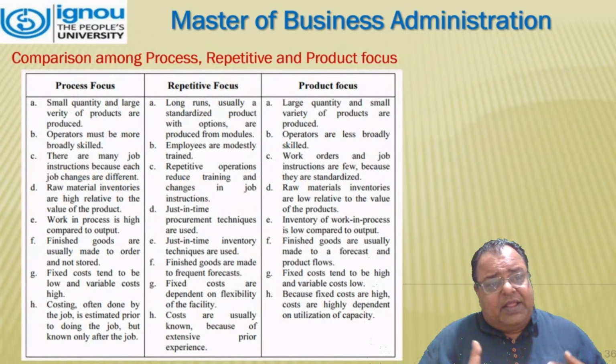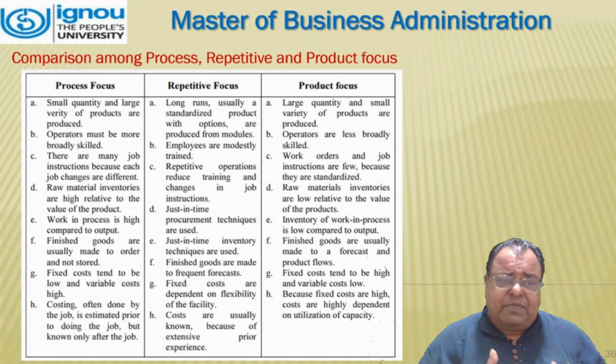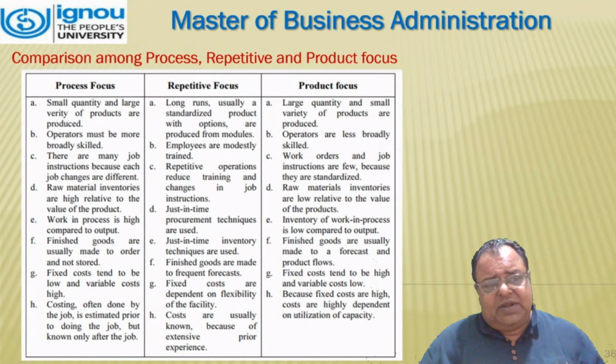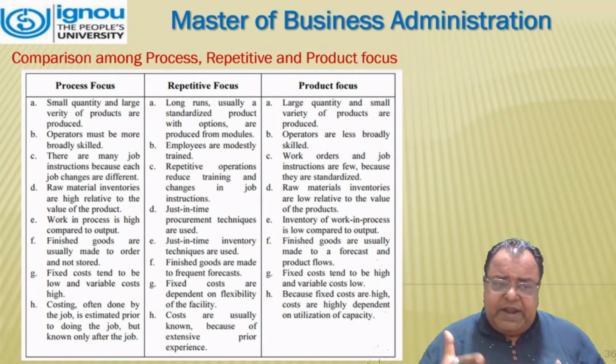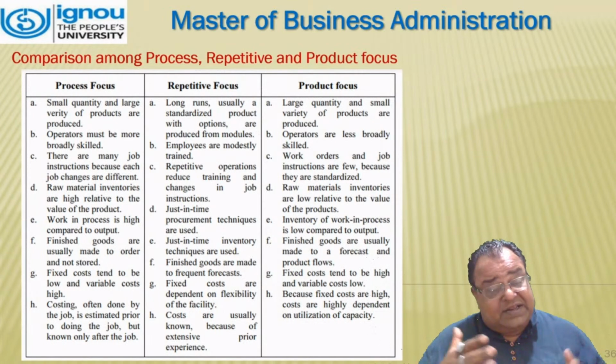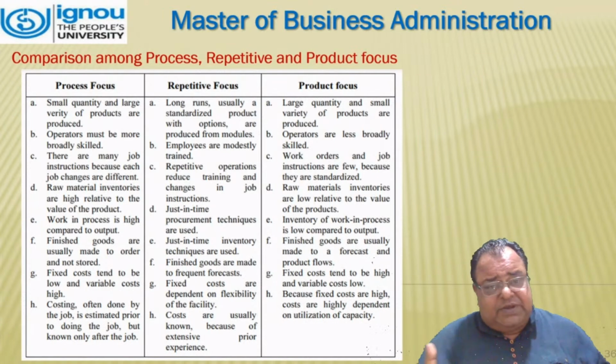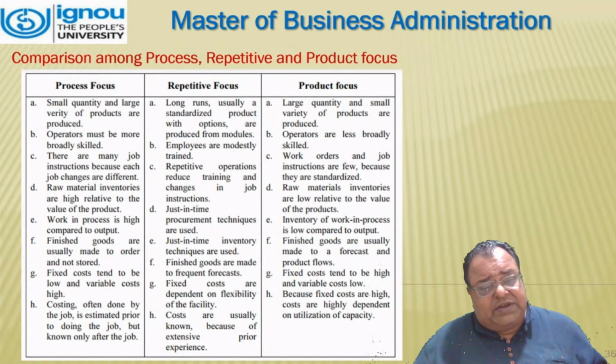Now, see the comparison among process, repetitive, and product focuses. If we talk about process focus, here the quantity is small, and a large variety of products are produced. Operators must be more broadly skilled. They have many job instructions because each job changes, which has different specifications.